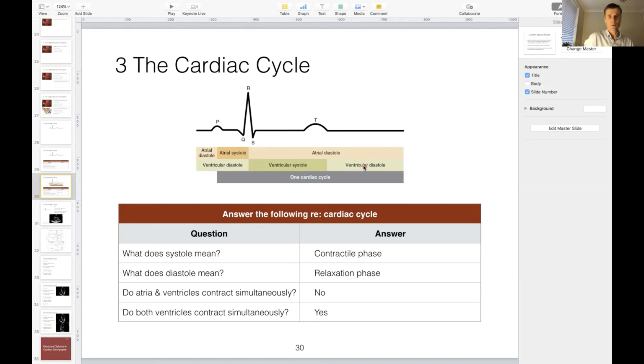What I want to help you to appreciate there is the atria and ventricles obviously aren't contracting at the same time, but both atria are contracting at the same time, the left and right atrium. Both ventricles, the left and right ventricles, contract at the same time.